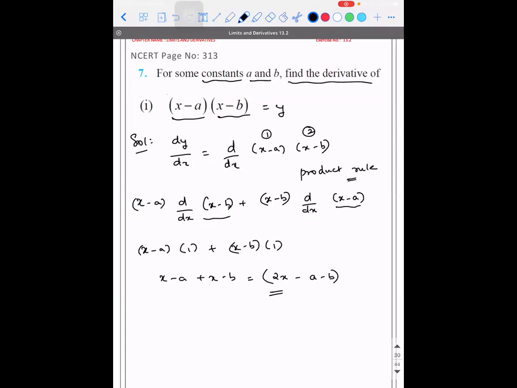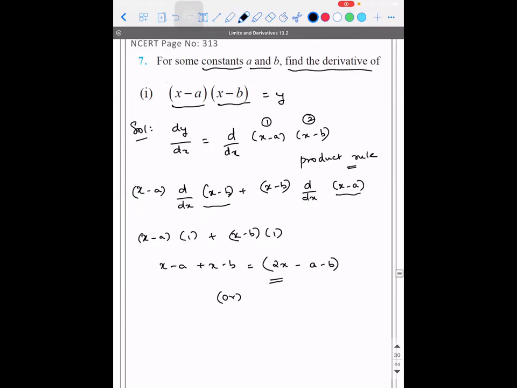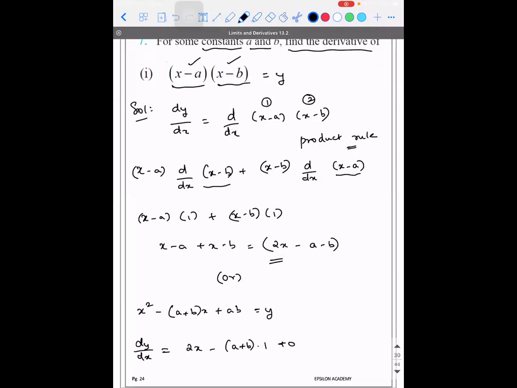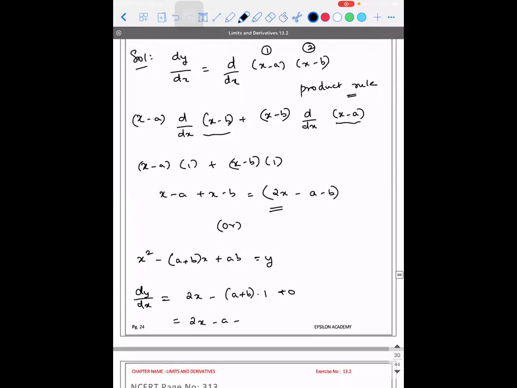Product rule. Okay. So this is one way, right? Let's try to do it in another way and see. If you don't want to apply the product rule, then, as we did in a similar kind of problem, simplify first. So write it as x square minus (a plus b) into x plus ab is equal to y. So what is dy by dx? It will be 2x minus (a plus b) into 1 plus the derivative of ab, which is 0. So 2x minus a minus b. It's still the same, right? So when you differentiate it in either of the ways, you will get the same output.